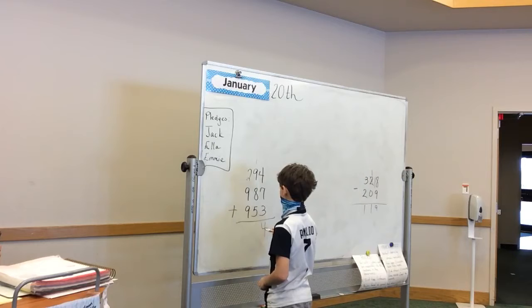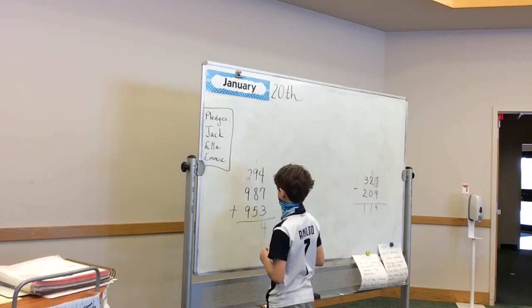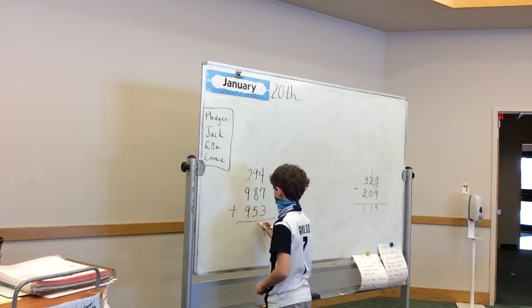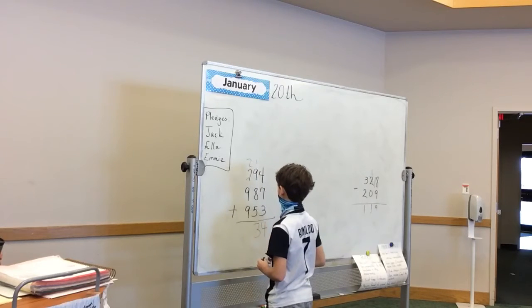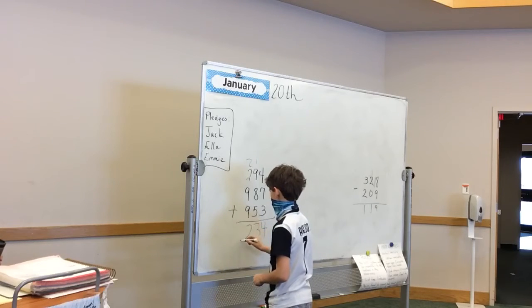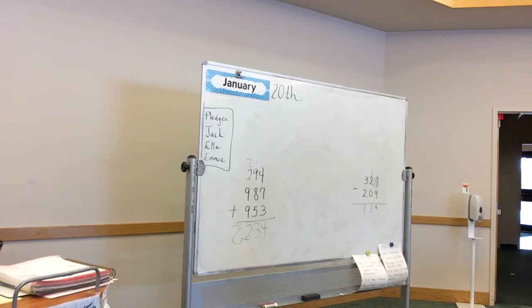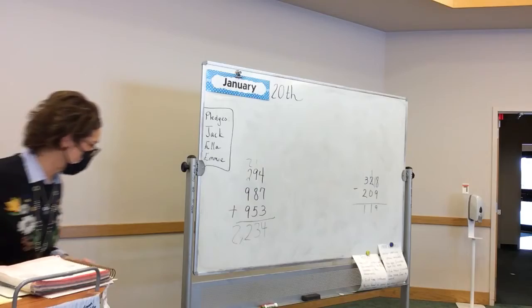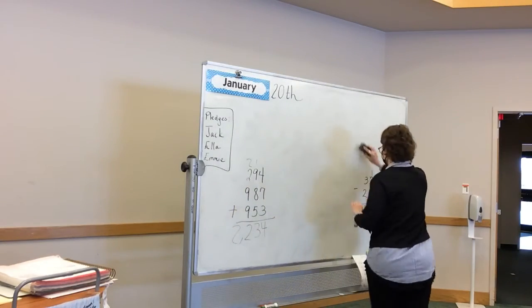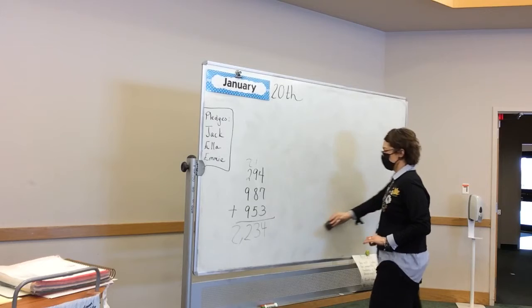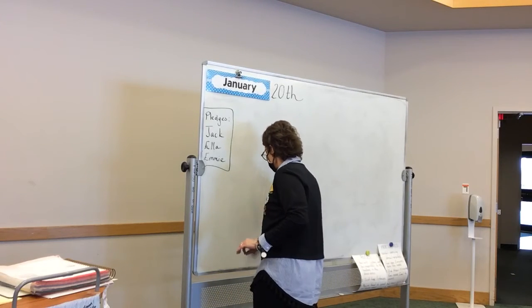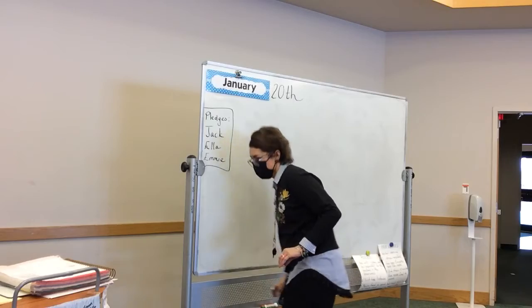Correct. What is that number, Helen? 119. Very good. Take your time. Very nice. How would you say that number? 2,234. Beautiful. Nice job, friends. All right.